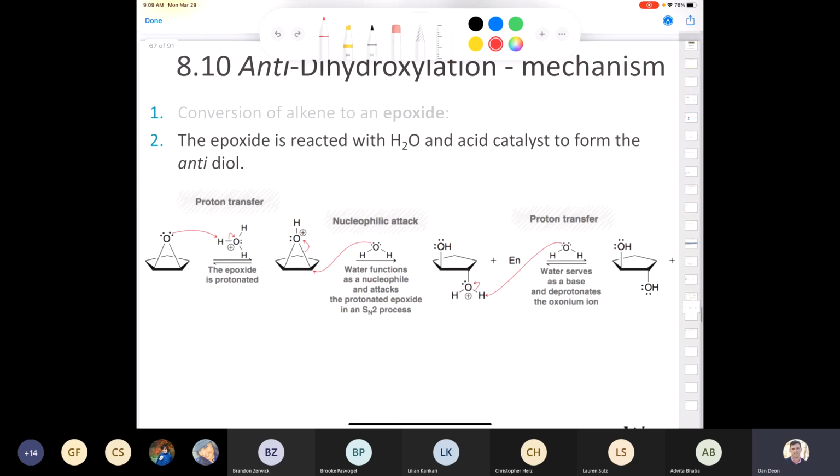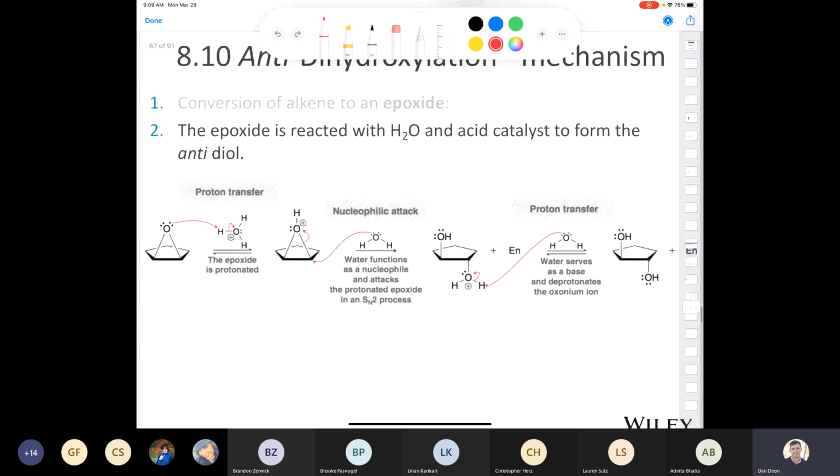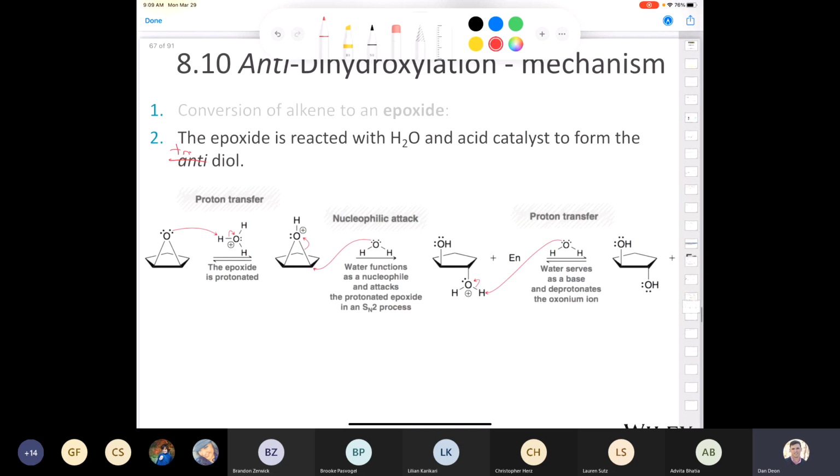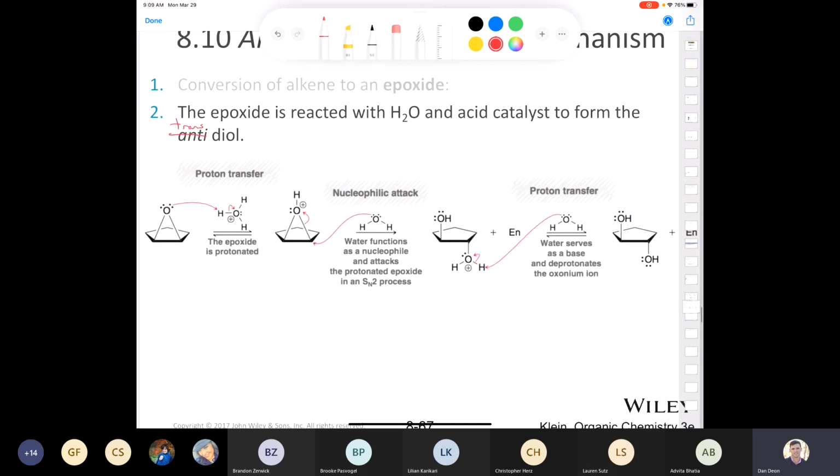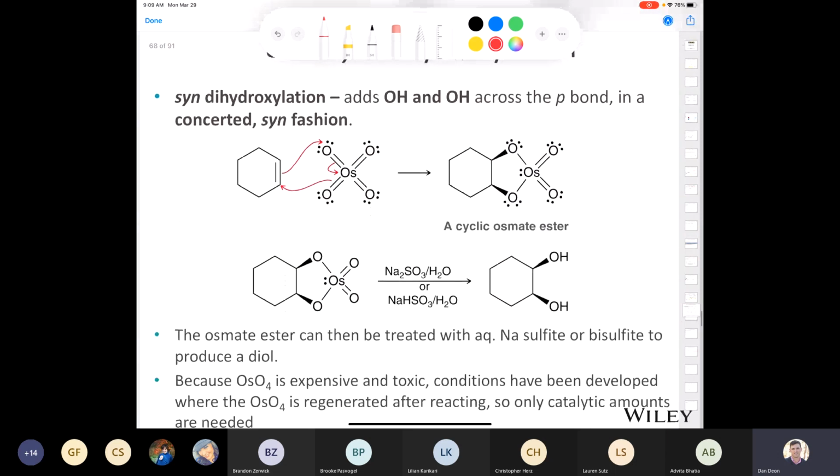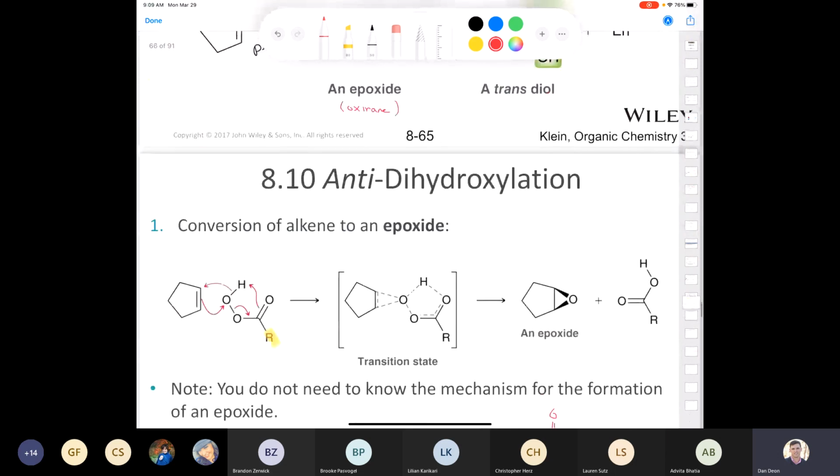Okay, there we go. All right. This, in fact, shouldn't say form the anti-diol. It should say form the transdiol, because trans assumes that it's locked, whereas anti necessarily doesn't assume that it's locked. Anyhow, so that's that reaction, okay?